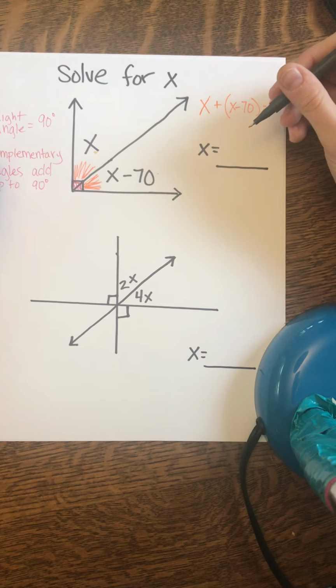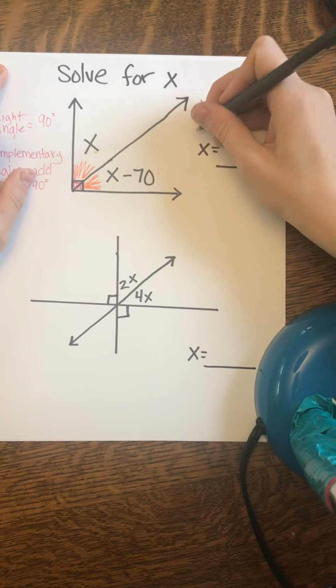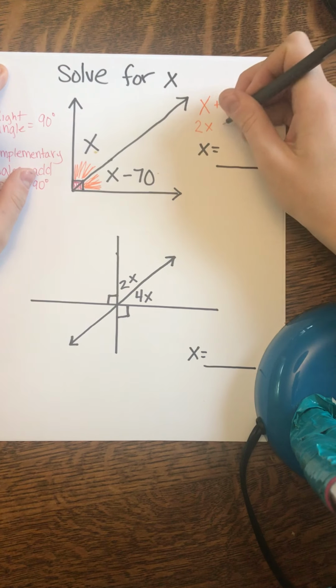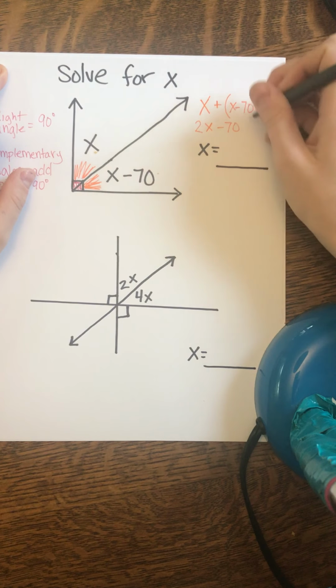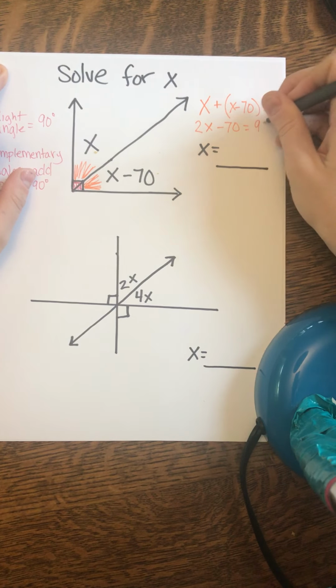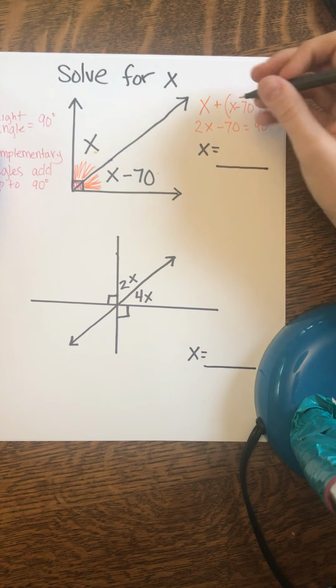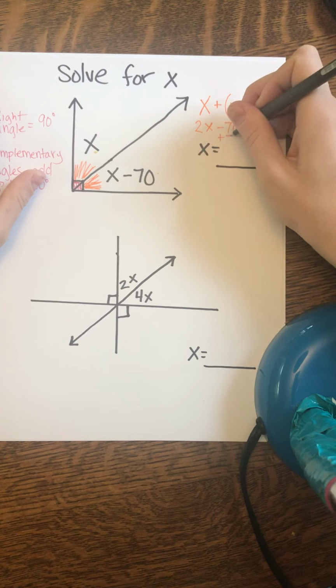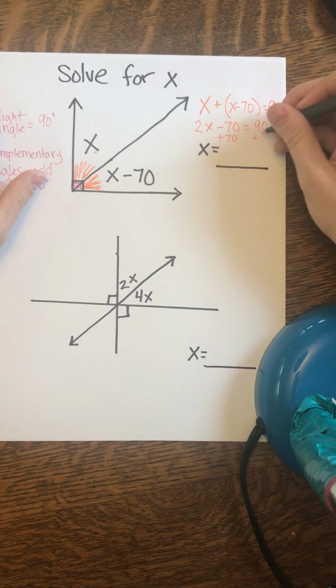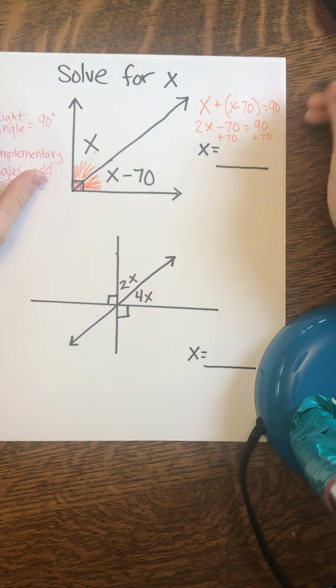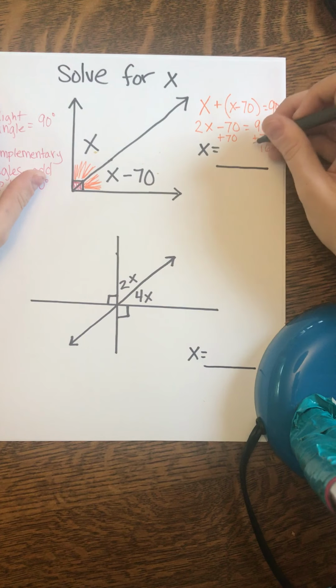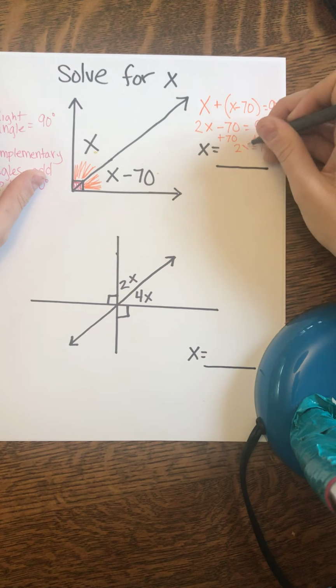Now I can combine like terms. x plus x is 2x and then minus 70. Now this is just a two-step equation. We should all know what to do. First, we deal with the whole number. The opposite of subtracting 70 is adding 70. If I do it to one side, I have to do it to the other. 90 plus 70 is 160, and I get 2x equals 160.